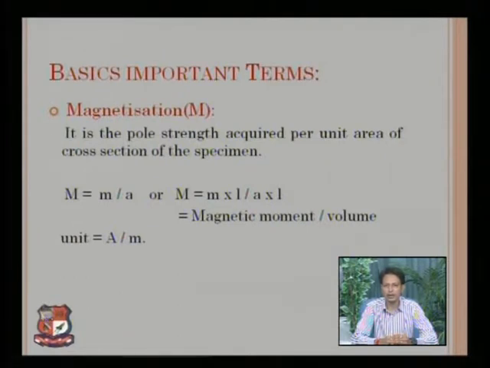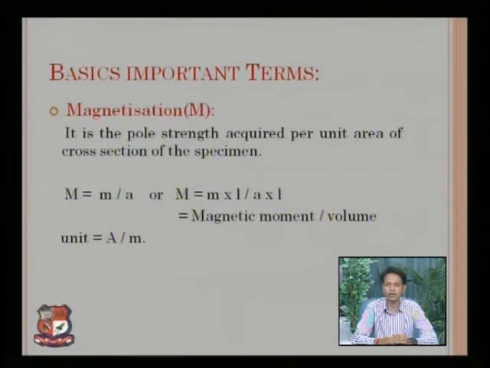And if area multiplied by length represents the volume, then m into L, that is pole strength multiplied by the distance, is known as magnetic moment. Then magnetic moment upon volume describes the magnetization. That means magnetization can be redefined as the magnetic moment per unit volume. I repeat, magnetic moment per unit volume can also be defined as magnetization. The unit to measure magnetization is the same, that is ampere per meter.